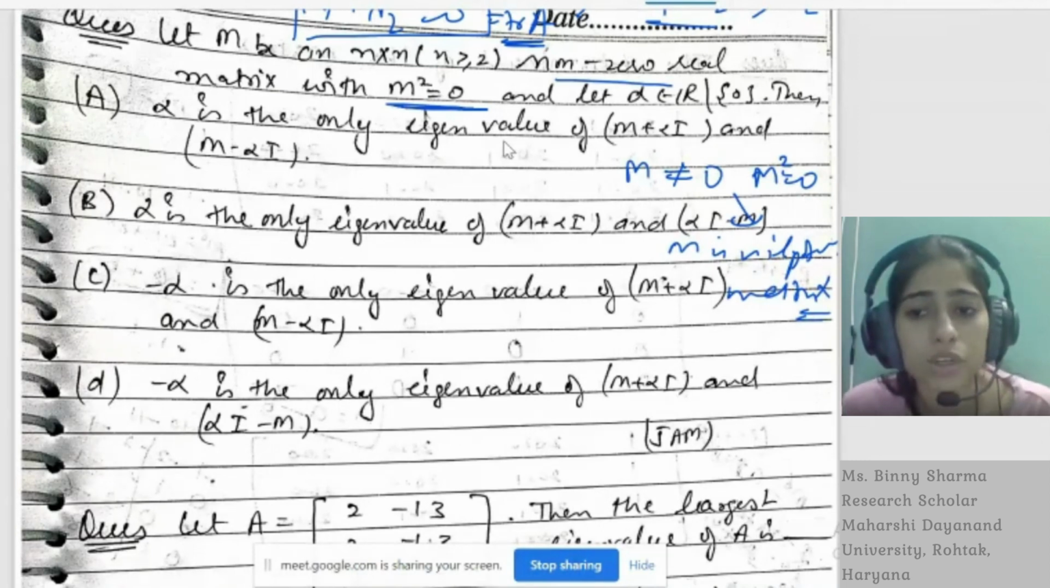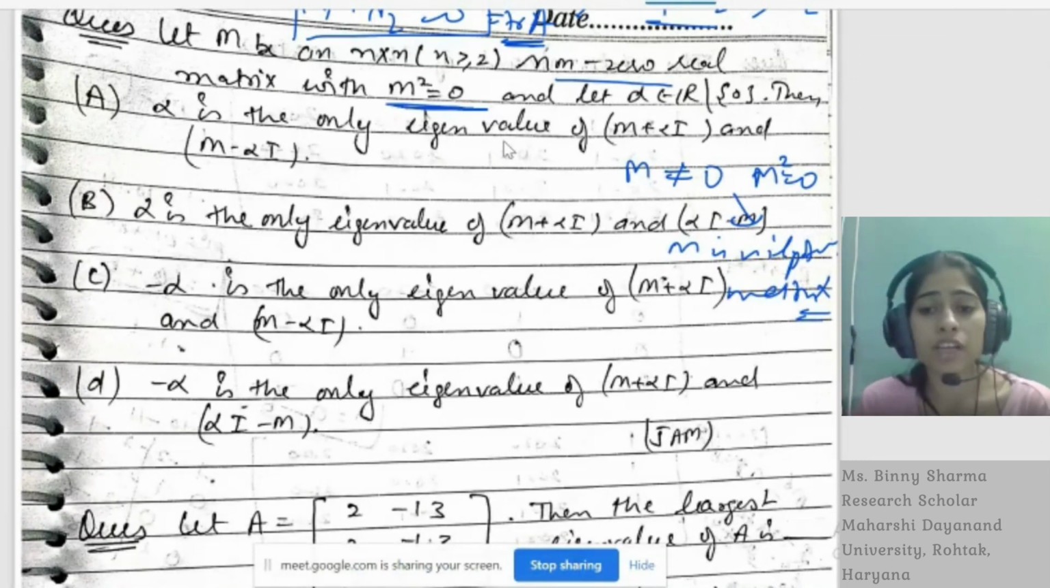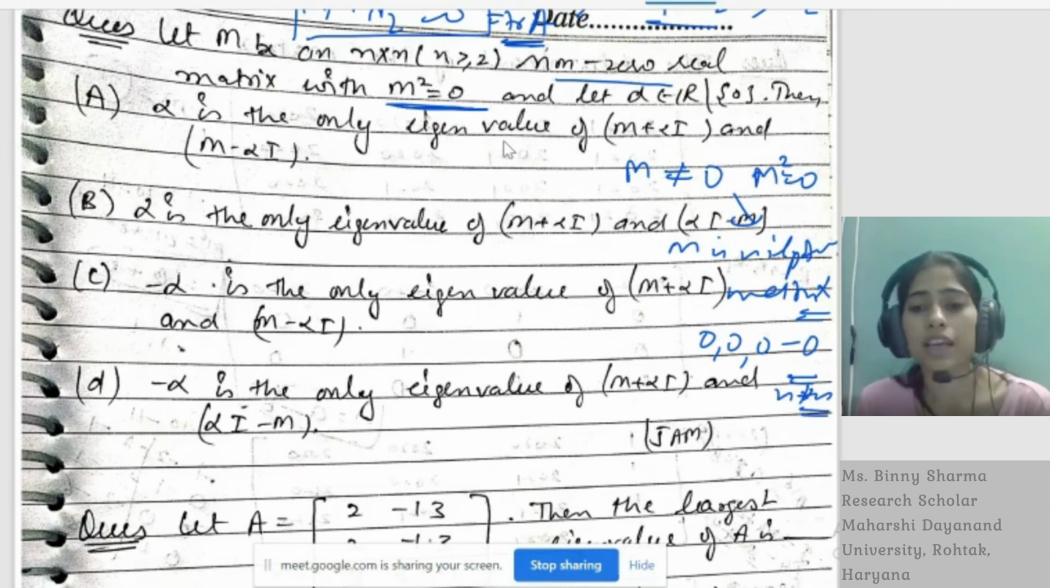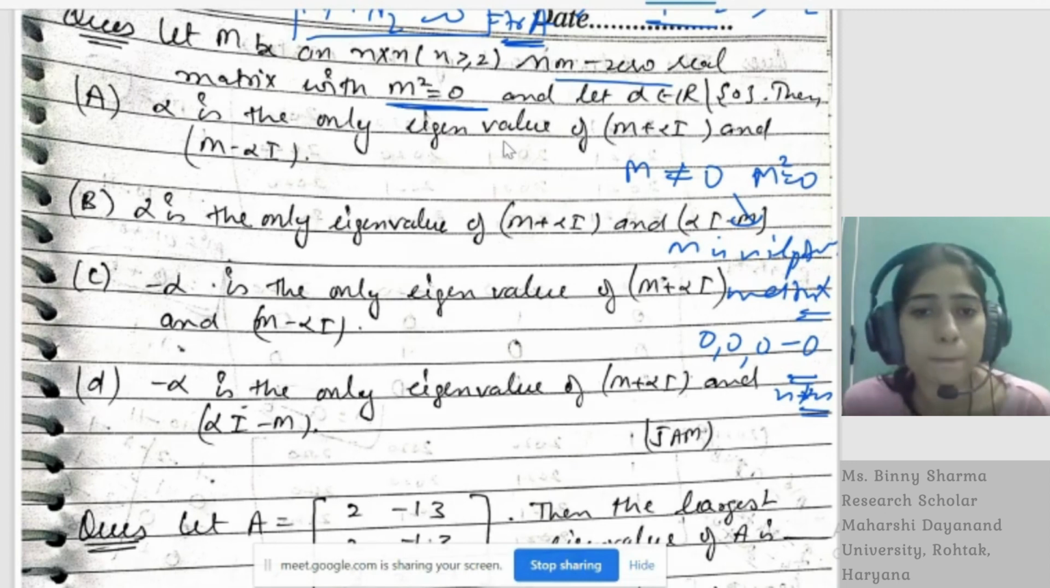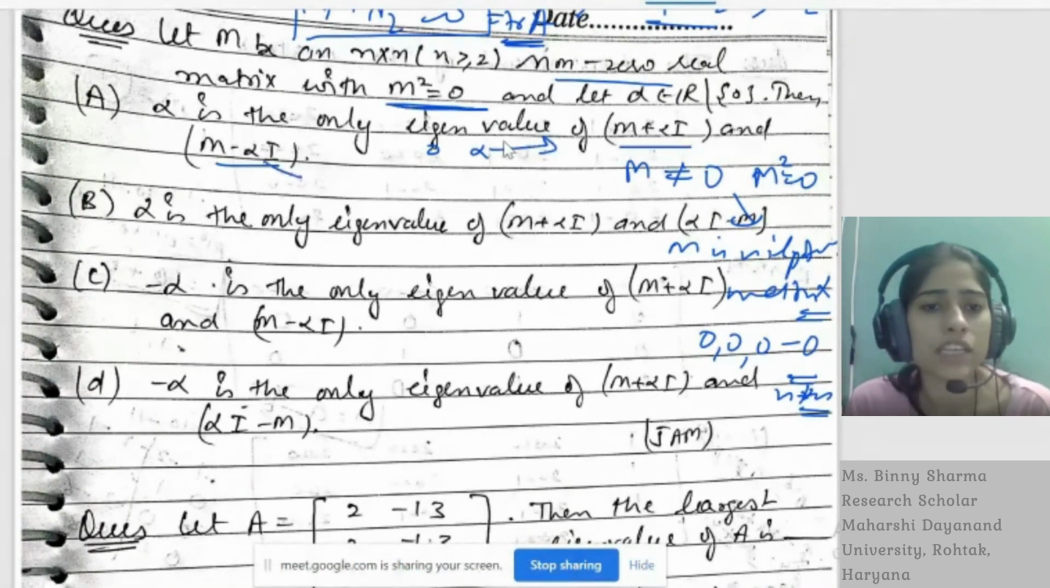Okay. And the eigenvalues of a nilpotent matrix are 0, 0, n times if matrix M is an n cross n order matrix. Now we have to find the eigenvalues of M plus alpha I and M minus alpha I. So eigenvalues of M are 0 and eigenvalue of alpha I is alpha. So in this case, all eigenvalues will be alpha, but in this case, all eigenvalues will be minus alpha.